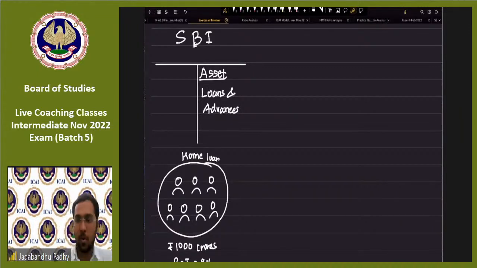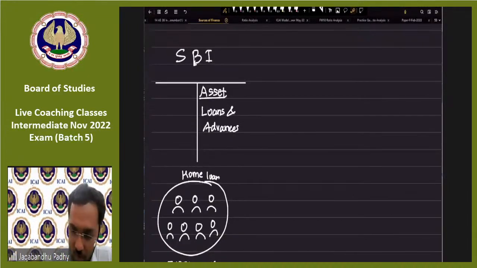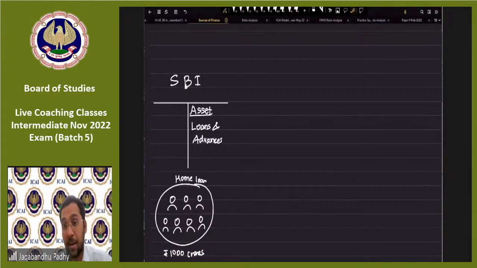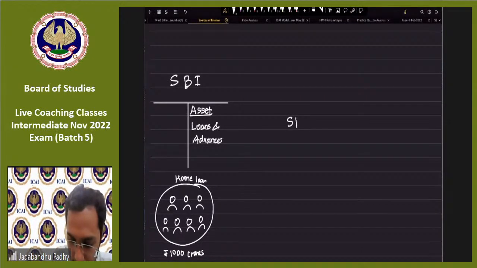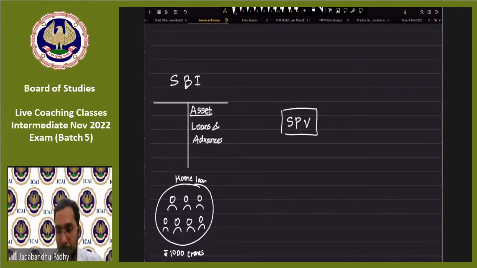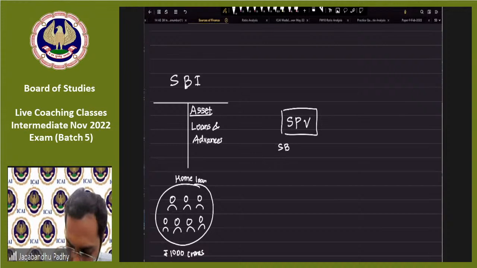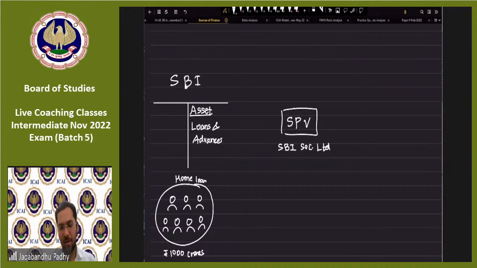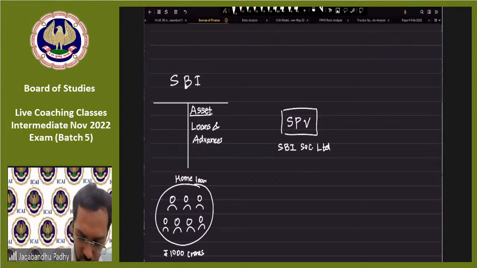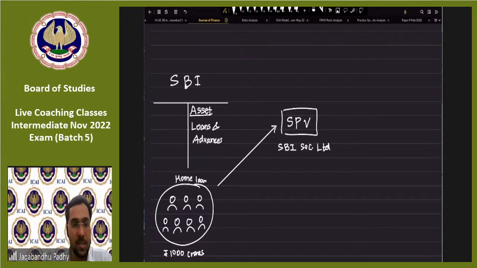Okay, the State Bank will do one thing. It may create a special purpose vehicle. Now, a special purpose vehicle may be established as, maybe, SBI Securities Limited. A new entity, a new company, will be established, and this entire 1,000 crore loan will be transferred to this SPV.